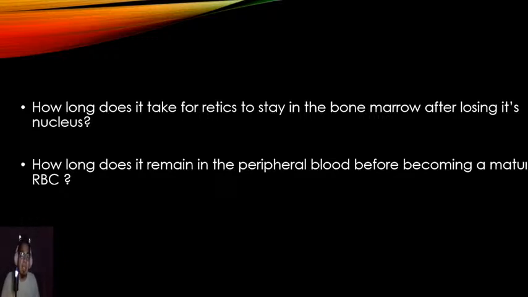It stays in the bone marrow for 3 to 4 days before going into the peripheral blood. It stays in the peripheral blood for 1 day before becoming a mature RBC.